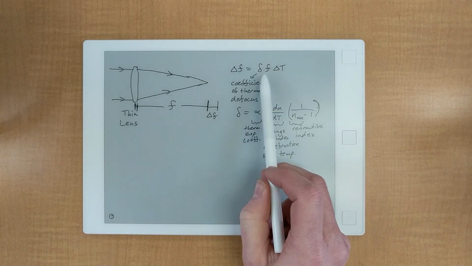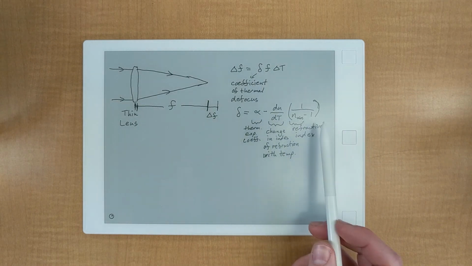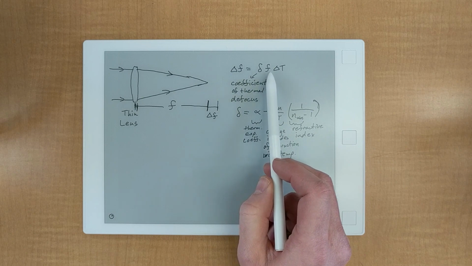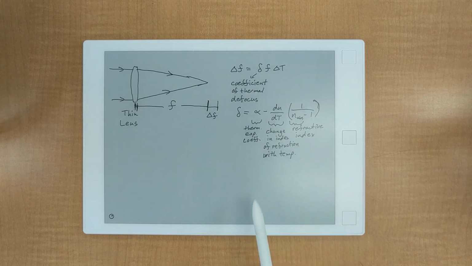This term looks very, very similar to the change in length of a material due to thermal expansion, which we'll get into a little bit later.